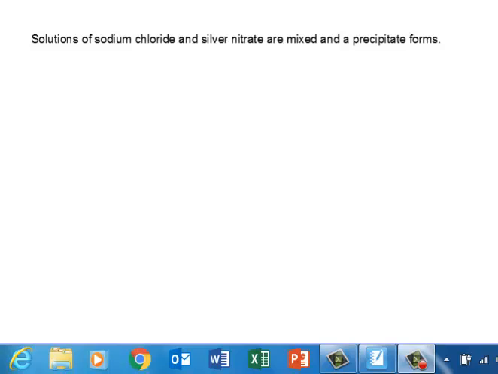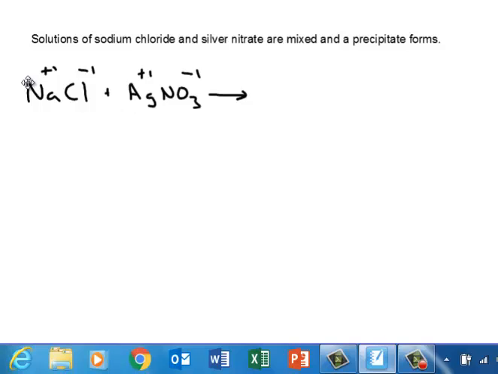And hence you might be told something like this: solutions of sodium chloride and silver nitrate are mixed and a precipitate forms. Okay, so we would write a formula. Sodium chloride is NaCl. Silver nitrate would be AgNO3. The oxidation state of sodium is +1. The oxidation state of chlorine is -1. Silver is +1. Nitrate is -1. So these are correct formulas as written.